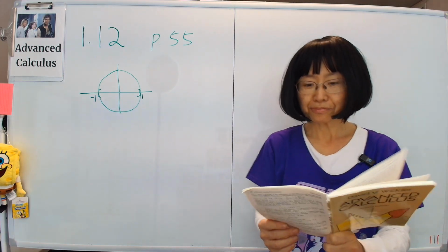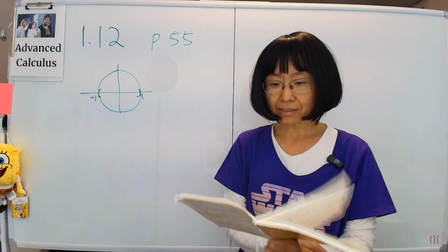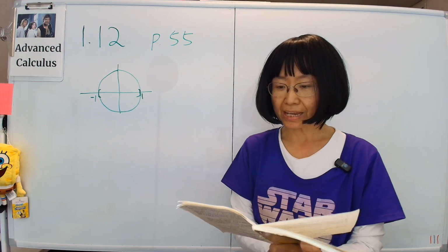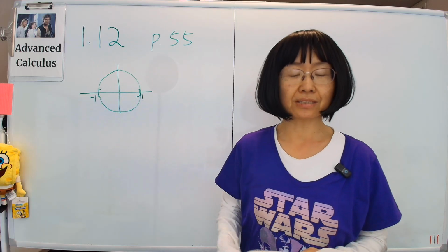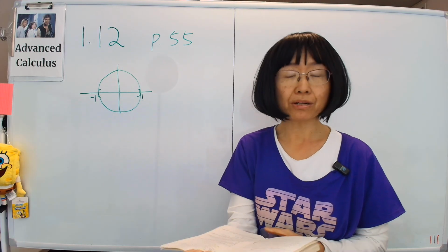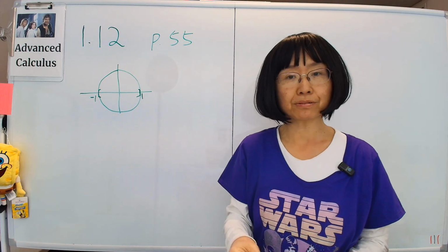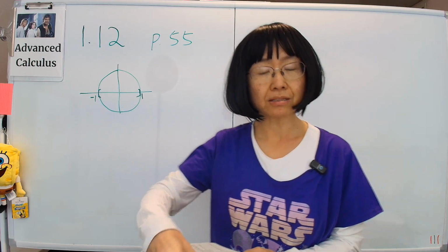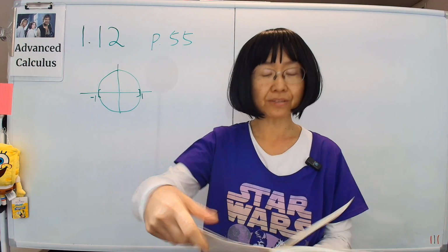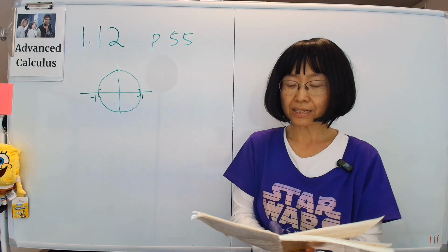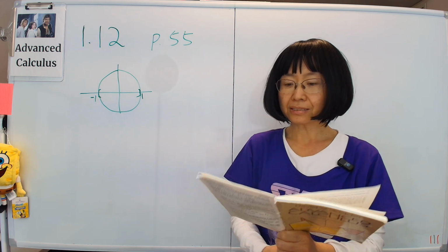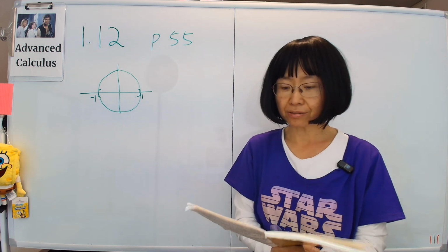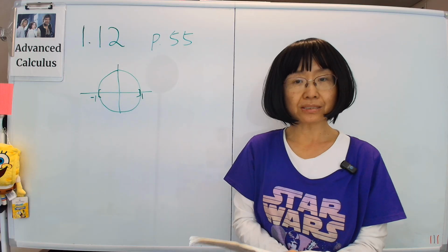So let's start with page 55, implicit functions. Now we have done some implicit functions in this chapter, but now we're going to go into the explicit proof of the existence and the uniqueness of the implicit functions. So first, let's look at some examples. We have, let's say, big F(x, y) equal to 0, and we have three situations.